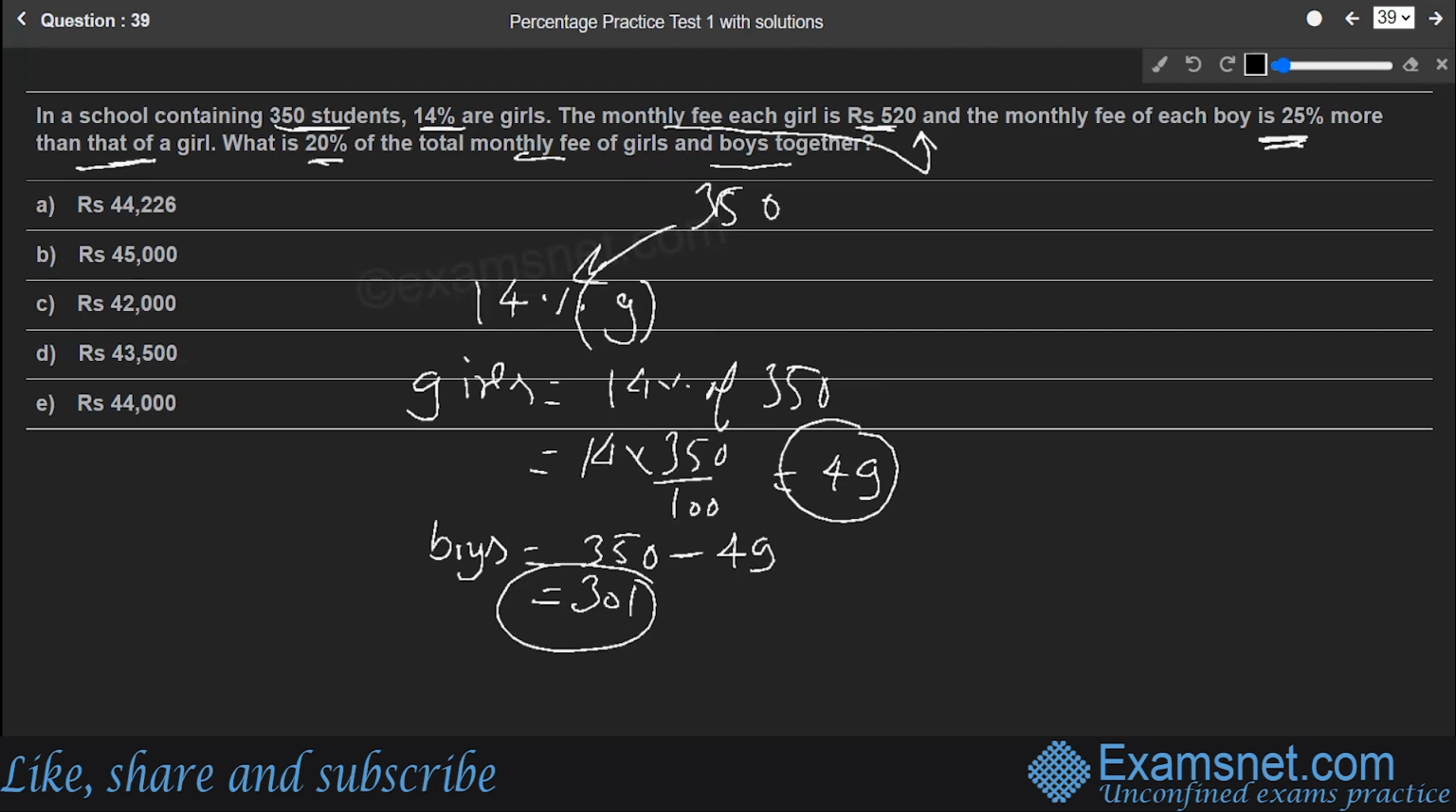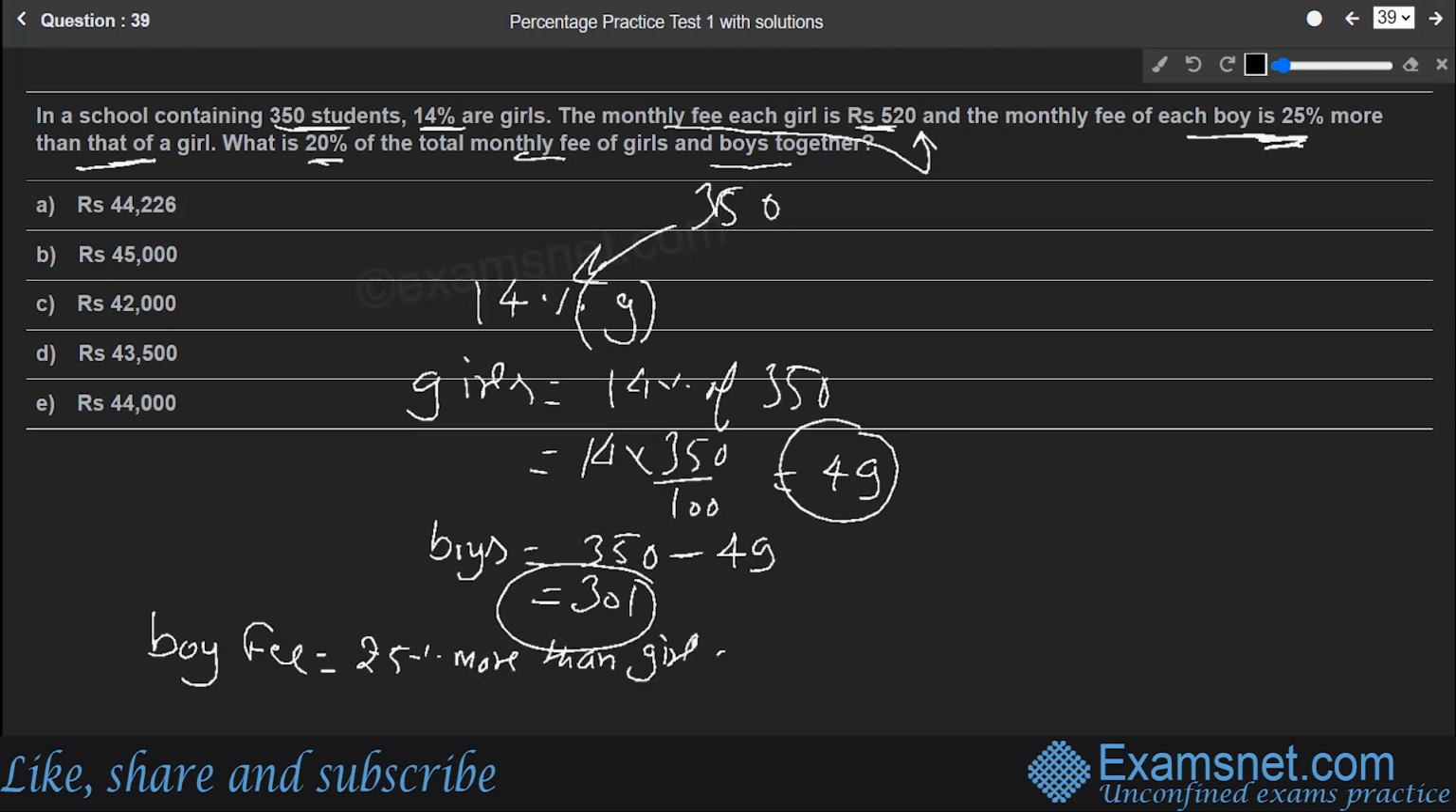So we can clearly calculate the total fee of all the girls by multiplying 49 into the fee of each girl, that is 520. Similarly, he says the monthly fee of each boy is 25% more than that of girls. So let us focus on this. Boy fee, he says boy fee is 25% more than girl fee.